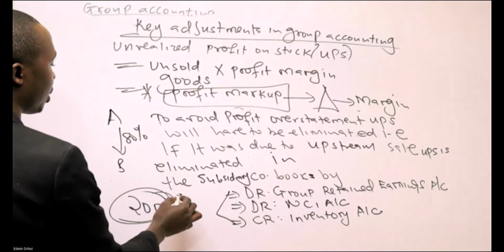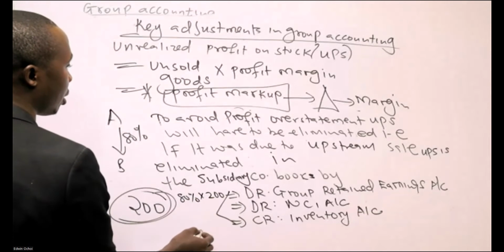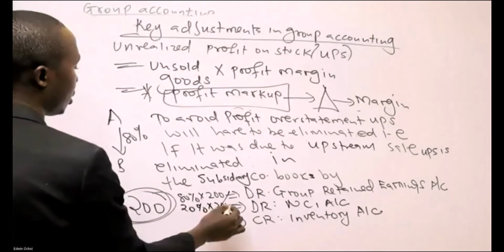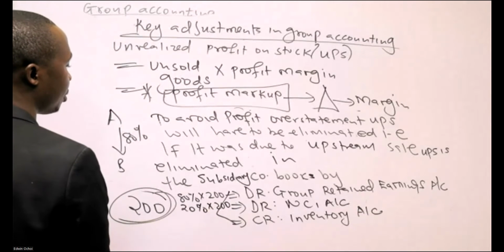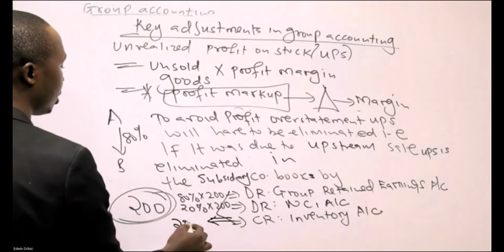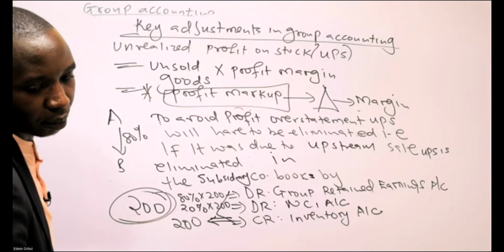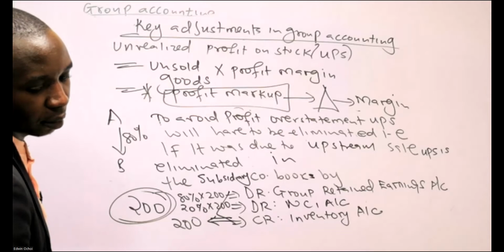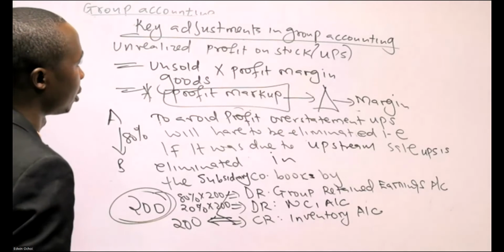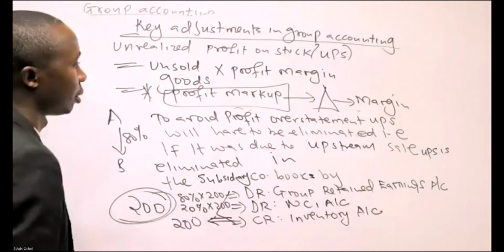You take 80% of the 200 of the UPS, which goes to the retained earnings, and 20% of the 200 under NCI. Then you credit the inventory account with the total 200. Nothing else you need to understand in UPS.